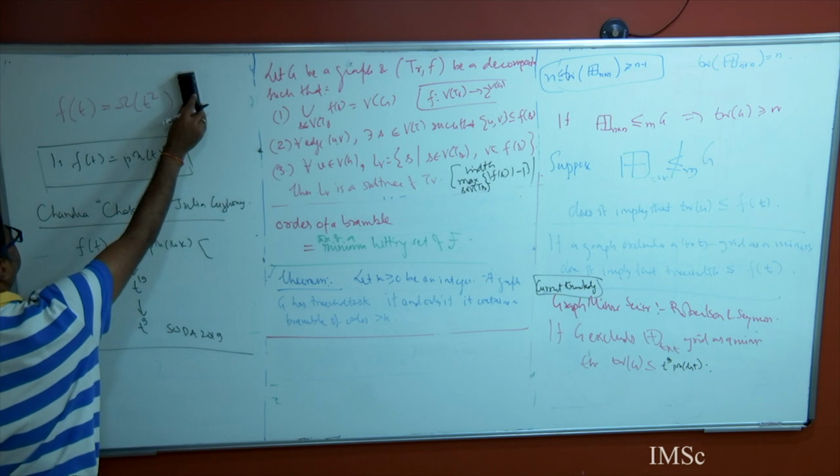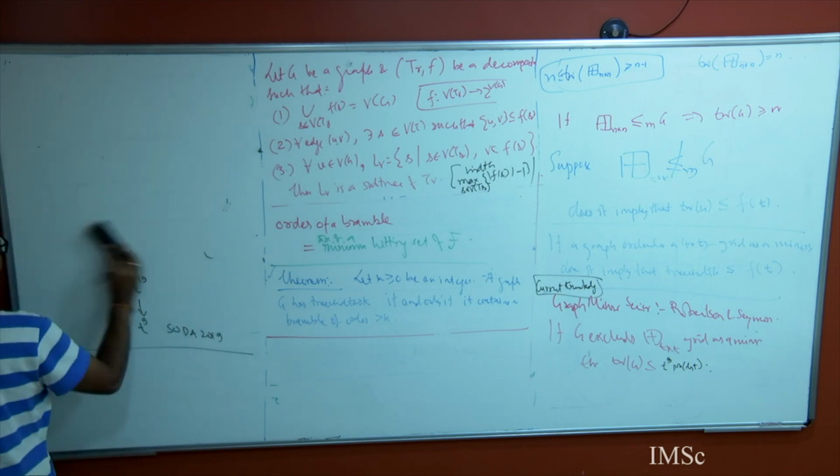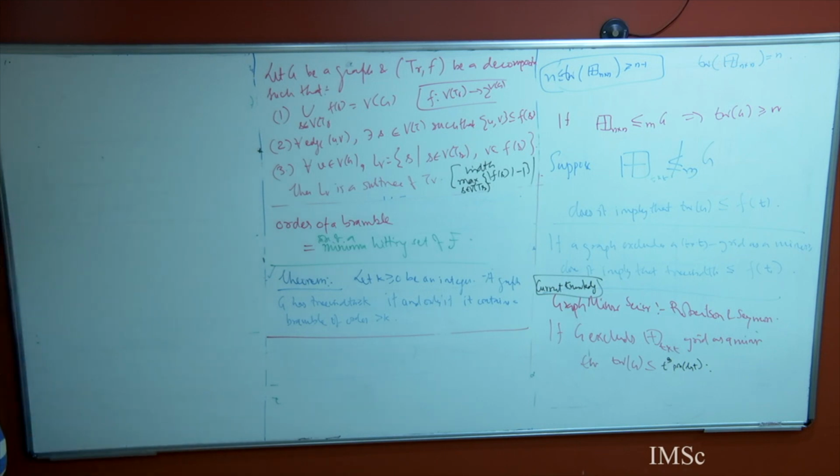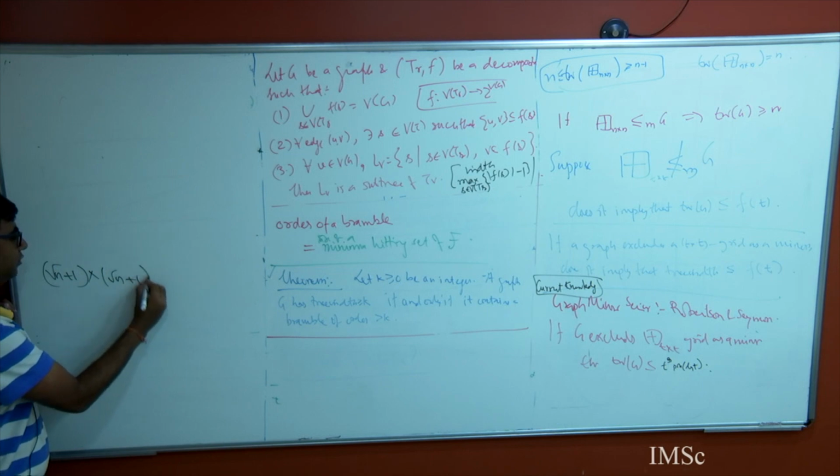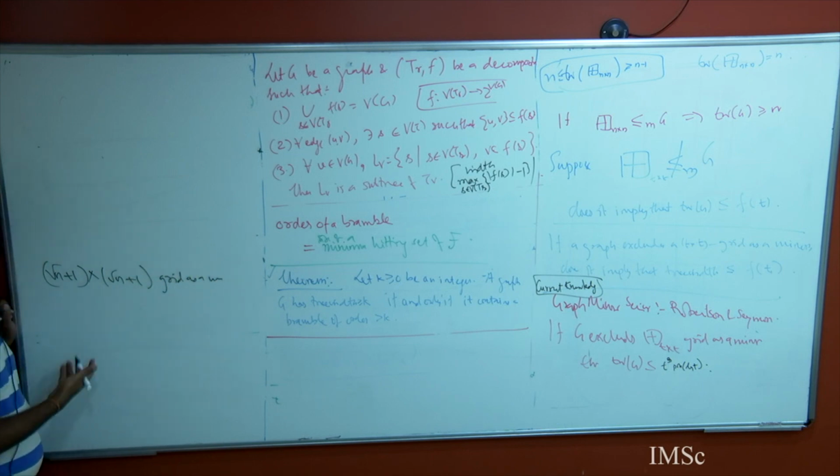So, imagine yourself. Consider a cube of size n. It has a grid of root n cross root n. So t is equal to root n, and then the cube is n. It cannot have root n plus 1 times root n plus 1 grid as a minor, right? Definitely, because it has more than n size, but its tree width is n minus 1. Okay, good.